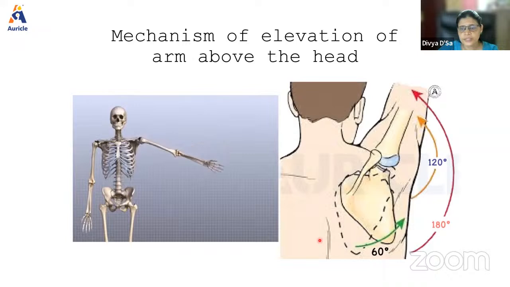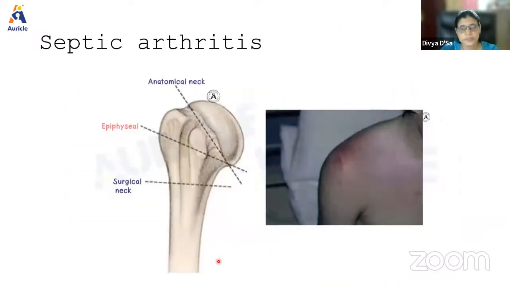Okay, so it brings about, that is beyond 90 degree, that is 120, 180 degree abduction. It is brought about by the trapezius there. Okay, so common conditions which we see is, one is, especially in children.